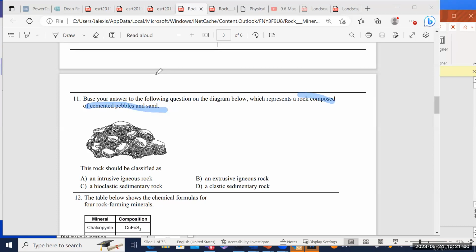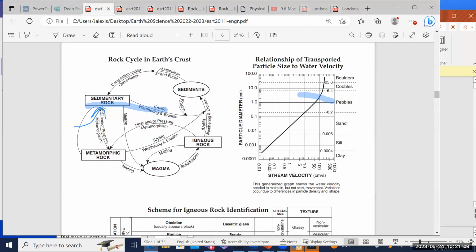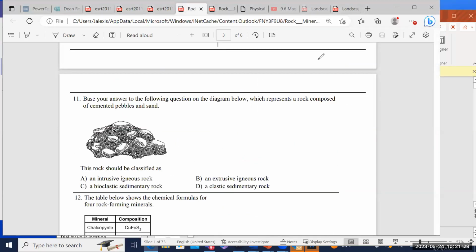This word cemented, I've seen it before when I'm talking about different types of rock. There's only one type of rock where cementation occurs. When I look on my reference tables, I see the word cementation. What arrow is it pointing to? A sedimentary rock. So I already know that this is a sedimentary rock, and I can cross out an intrusive igneous rock.